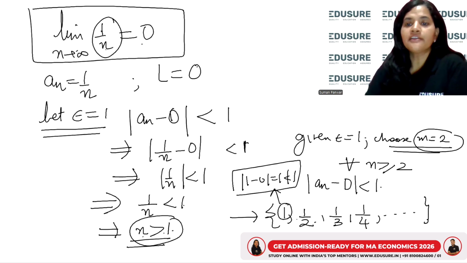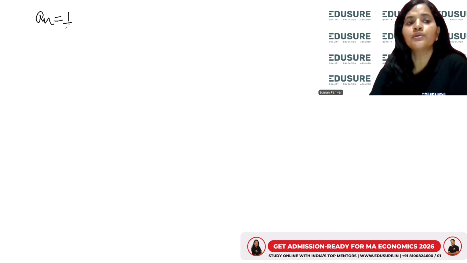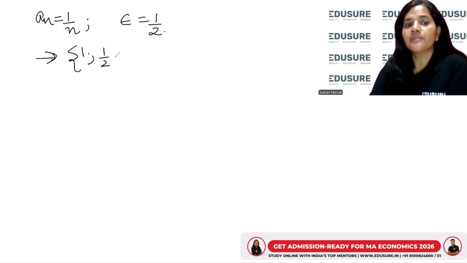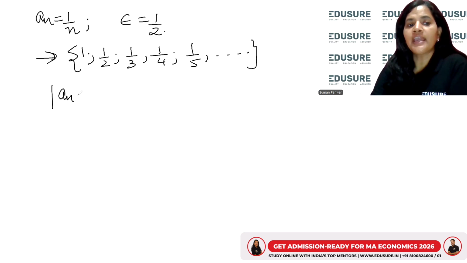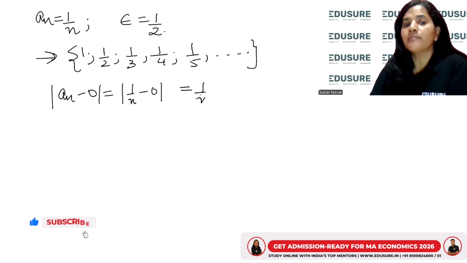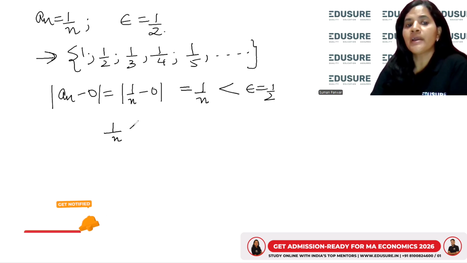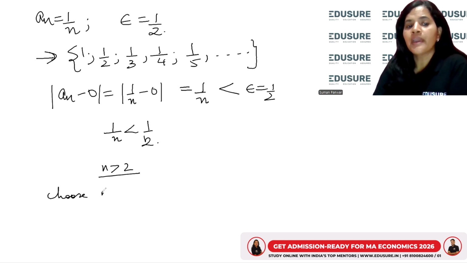Try for another epsilon. So again, a_n is equal to 1 by n. Choose epsilon to be half. So let us see. Look at your terms. First term is 1. Second is 1 by 2. Third is 1 by 3. Fourth is 1 by 4. Fifth is 1 by 5, and so on. So the distance between a_n minus 0 is again the distance between 1 by n minus 0, which is nothing but 1 by n. Now I want this to be less than epsilon equals half. So I want 1 by n less than half. So I want n greater than 2. So choose m equals 3.